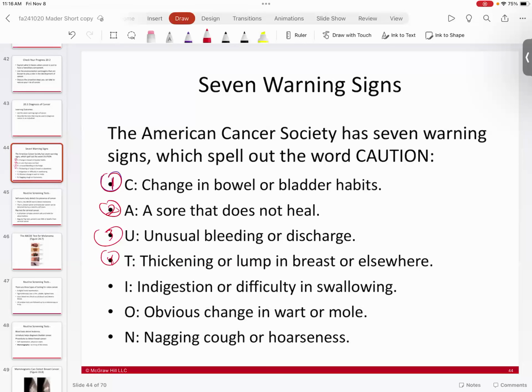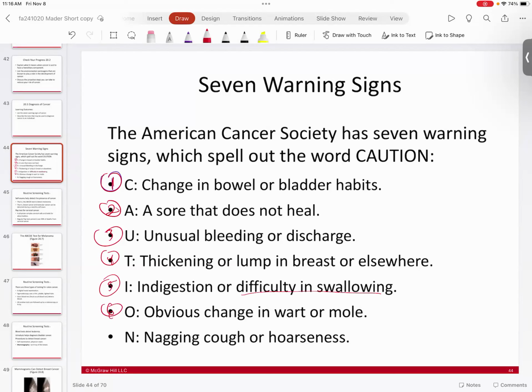If you have a thickening or a lump in the breast or anywhere else for that matter, that usually is a signal of abnormal cell growth, a higher rate of cell growth in that particular area. That may be a problematic situation. So you want to make a note of that one. Indigestion or difficulty swallowing, right? This basically is meaning your digestive system is starting to function a little less efficiently.